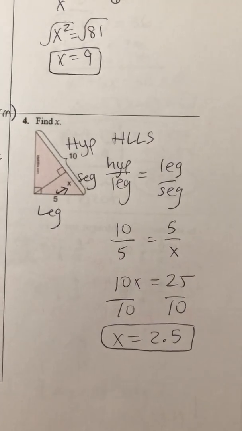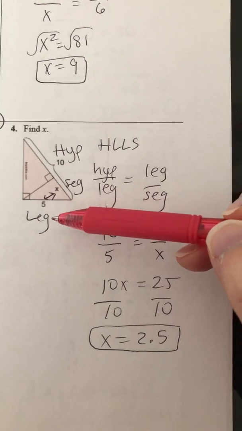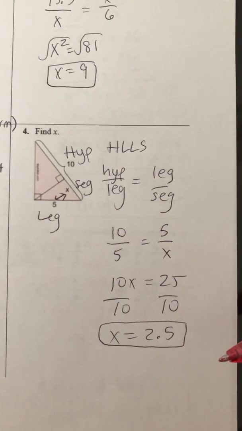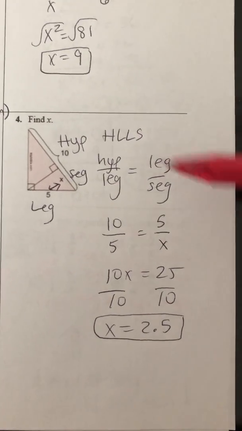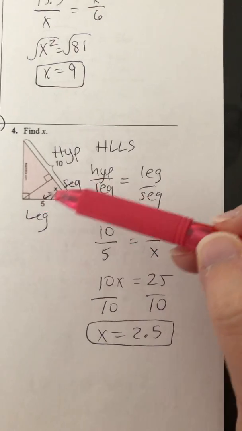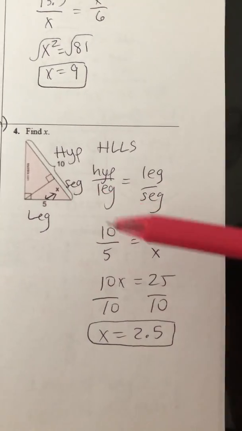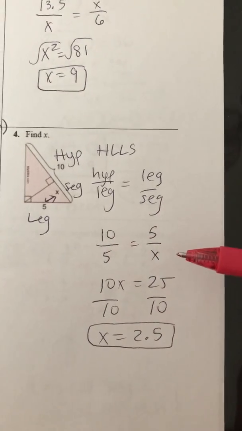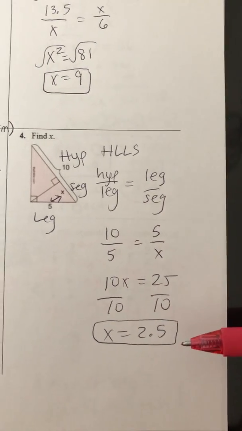In question 4, we know that the 5 is labeling the leg, so it's a HILLS question. HILLS is hypotenuse over leg equals leg over seg. The hypotenuse is 10. The segment is the X, it matches the 5, it's on the correct side. And the leg is 5, so we do 10 over 5 equals 5 over X. Cross multiply and get X is 2.5.